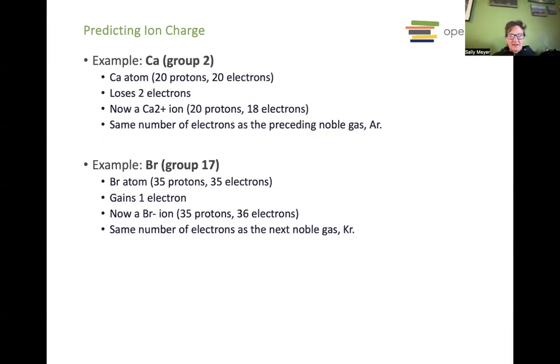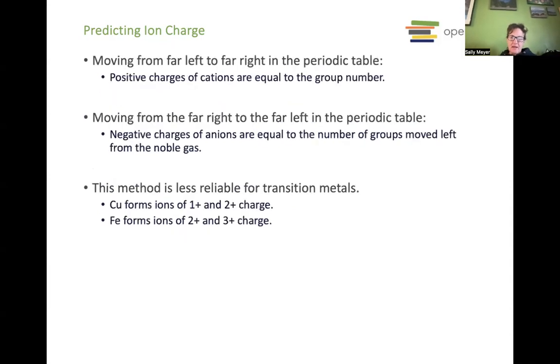So if we have calcium, it has 20 protons and 20 electrons. If it loses 2 electrons, it'll have 20 protons and 18 electrons, but that gives it the same number of electrons as the noble gas before it, which was argon, which has 18 protons and 18 electrons. Whereas bromine is 1 electron away, so it has 35 protons and 35 electrons. If it gains an electron, it's up to 36, and then it will look like krypton, a noble gas.